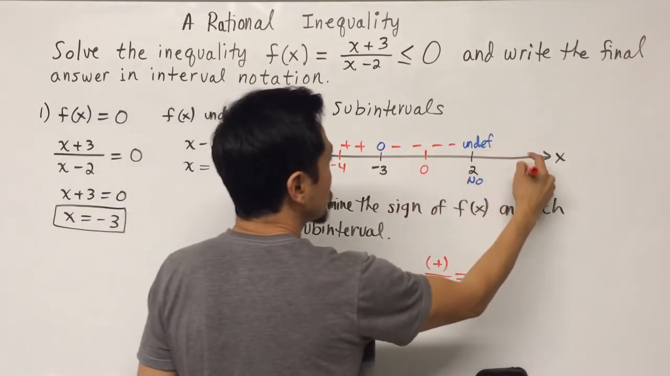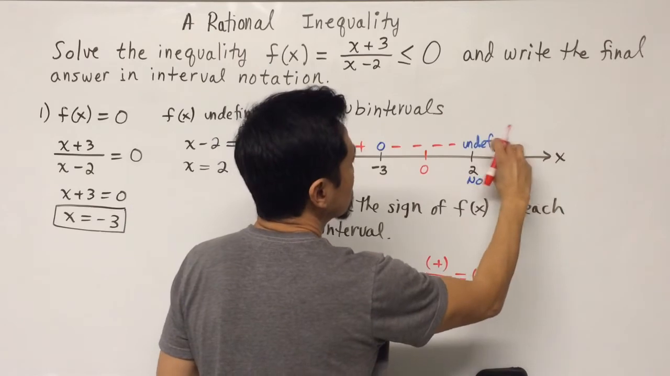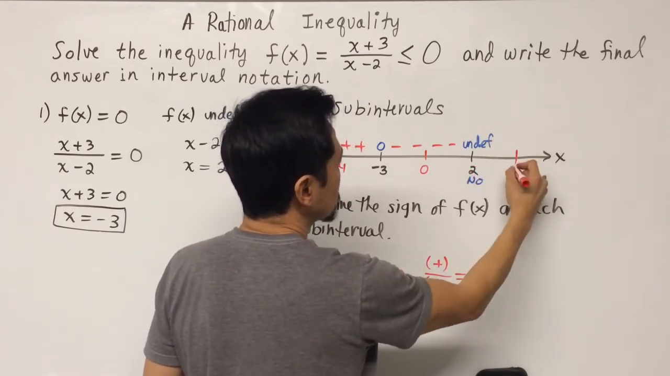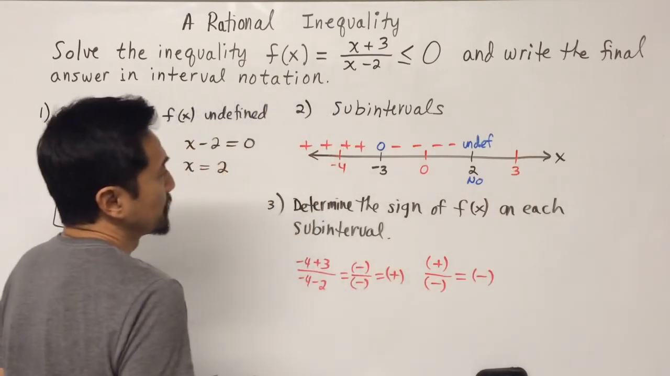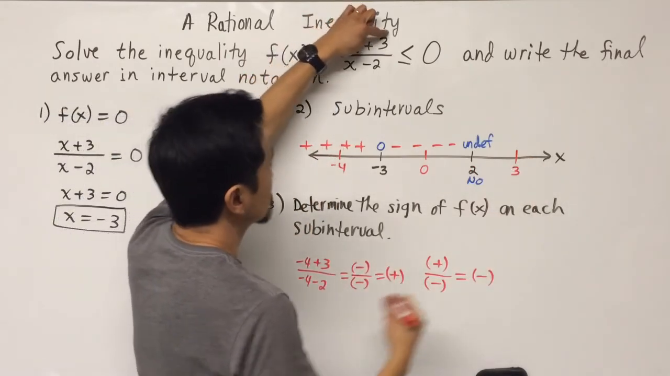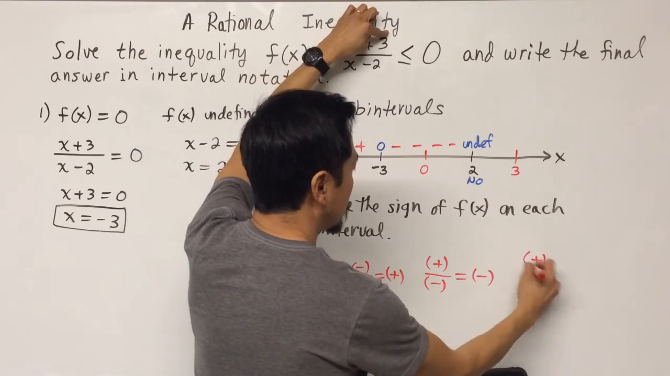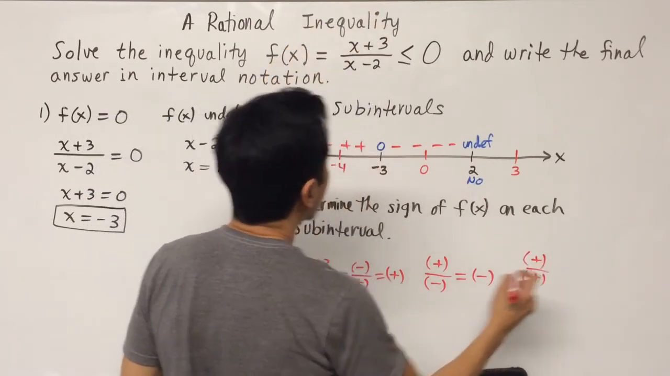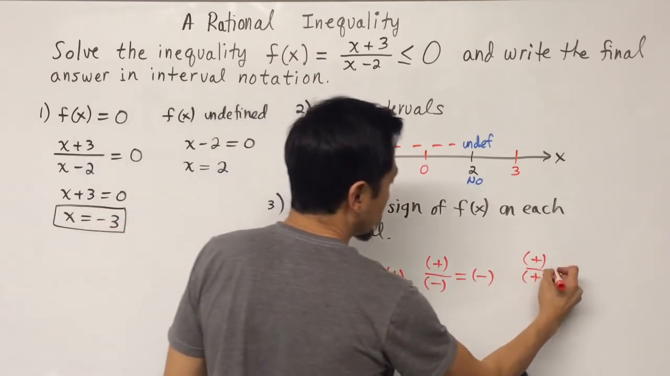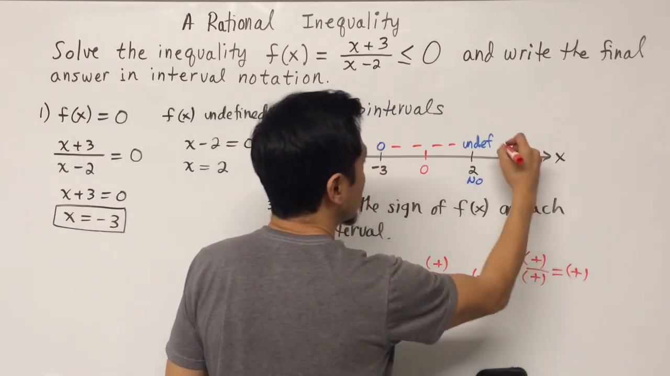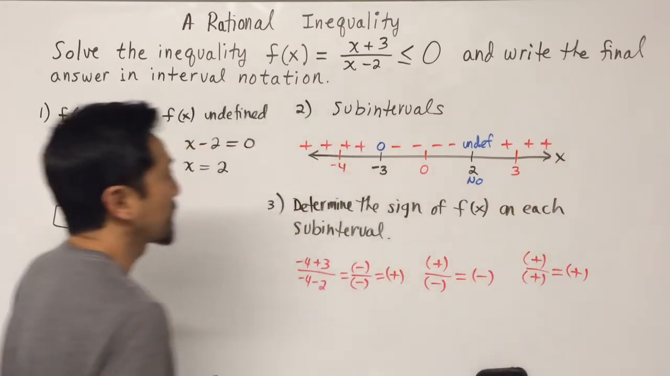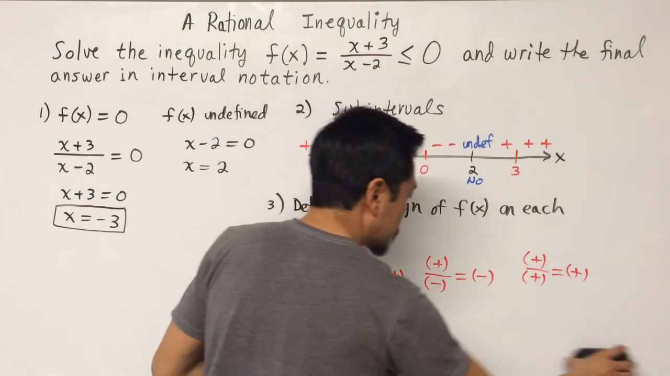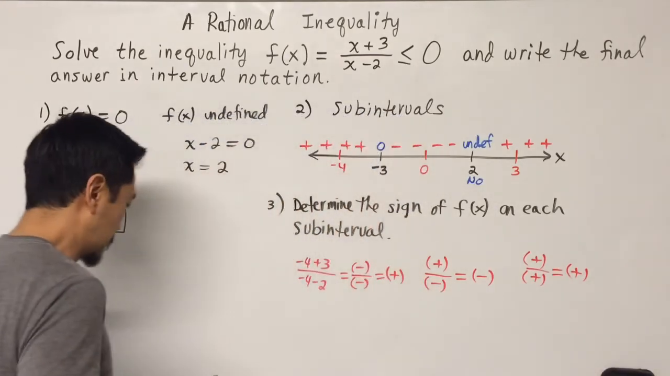And then lastly, in this last subinterval, where the x's are greater than 2, let's pick a number like 3. So 3 plus 3 would give me a 6 on top, that's positive. 3 minus 2 is 1. And so I've got positive divided by positive, which is positive. Okay? And so the last thing that we need to do is write the final answer using interval notation.